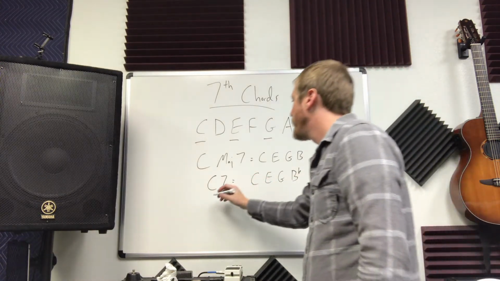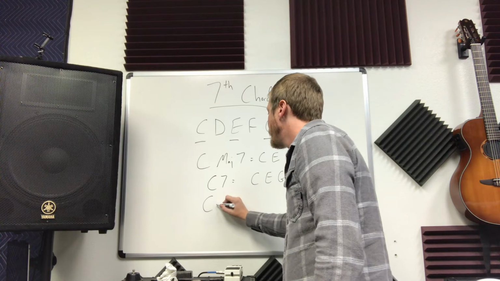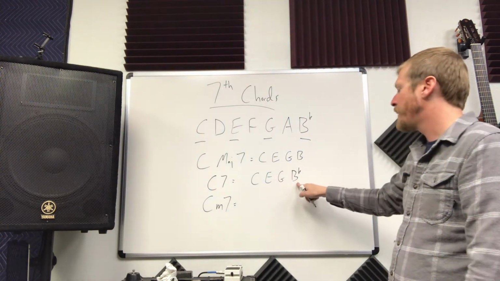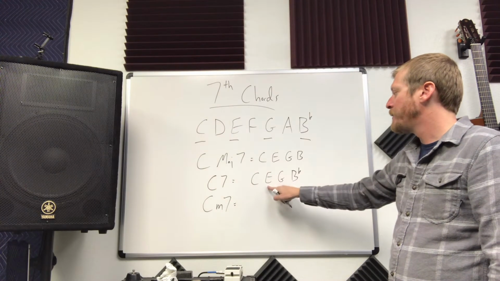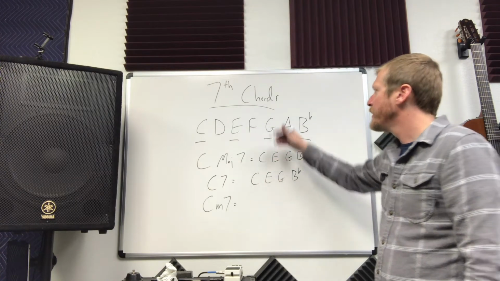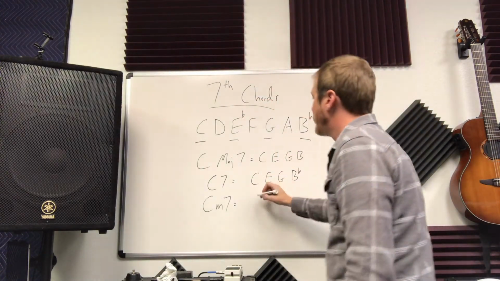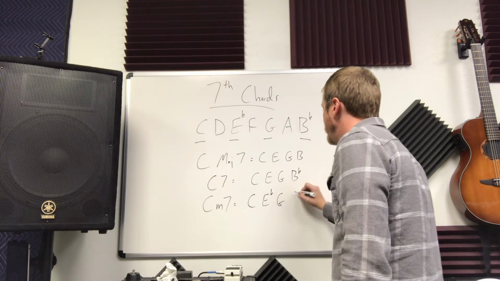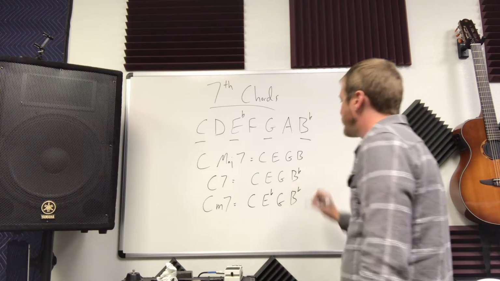Okay. Now the next chord would be a C minor 7 chord. Now a C minor 7 also has a flat 7 just like that, but we're going to have to flat the 3rd to make it a minor chord, like a minor triad. So what we're going to do here is make E flat. Now we're going to have C, E flat, G, and B flat.